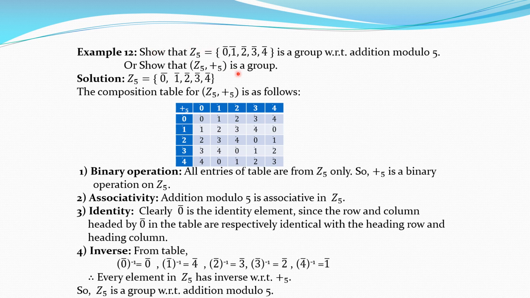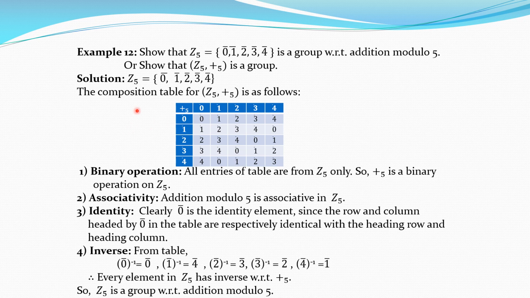So we use again composition table to show that Z5 is a group. So prepare composition table. Now in first row we write elements of Z5 which are 0 bar, 1 bar, 2 bar, 3 bar, 4 bar. Similarly, in the heading column, we write the same elements, and here the operation is addition modulo 5. Now add 0 bar to every element of heading row. We get the same elements.